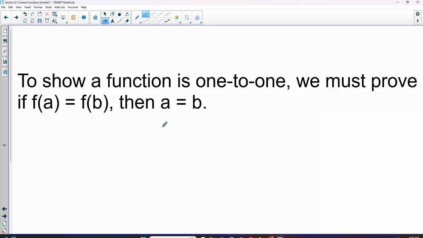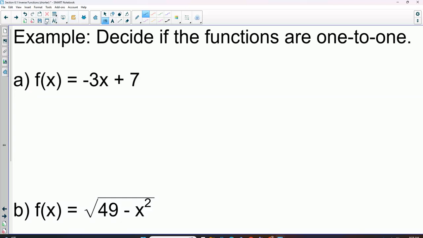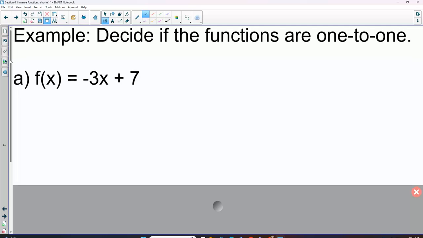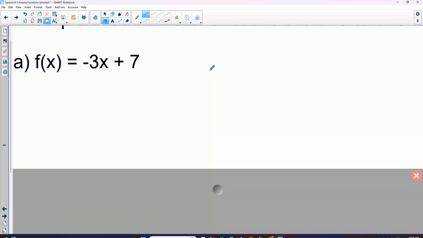So what we can do is we're essentially going to prove something. We're going to show that if the y's are equal, then the x's have to be equal. So if f of a equals f of b, then a is equal to b. Here's what that means. One-to-one means y doesn't repeat. So what we're going to do is start out pretending it does. I'm going to say f of a is equal to f of b. So it's saying those y's are equal.